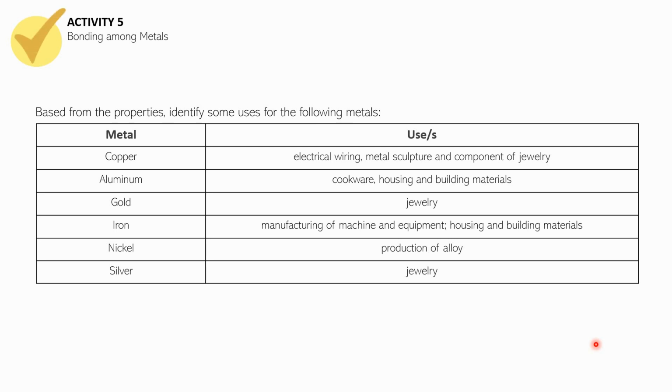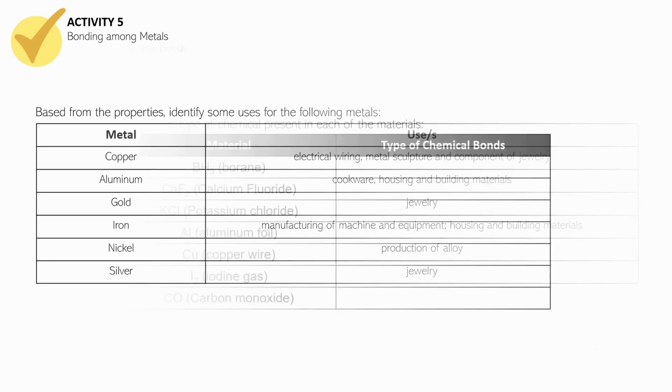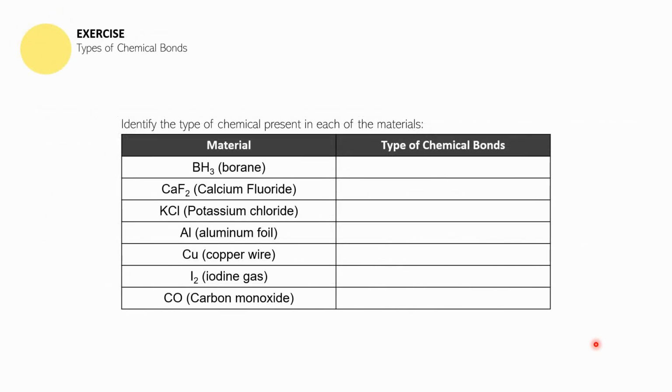So you're done with activity number 5, bonding among metals. The second part of this session is for you to identify what kind of chemical bonding is present in each of these materials. I'm sorry I was not able to put the word bonding. So borane, calcium fluoride, potassium chloride, aluminum, copper, iodine, and carbon monoxide. You just have to write the type of bond present in these, next to them.